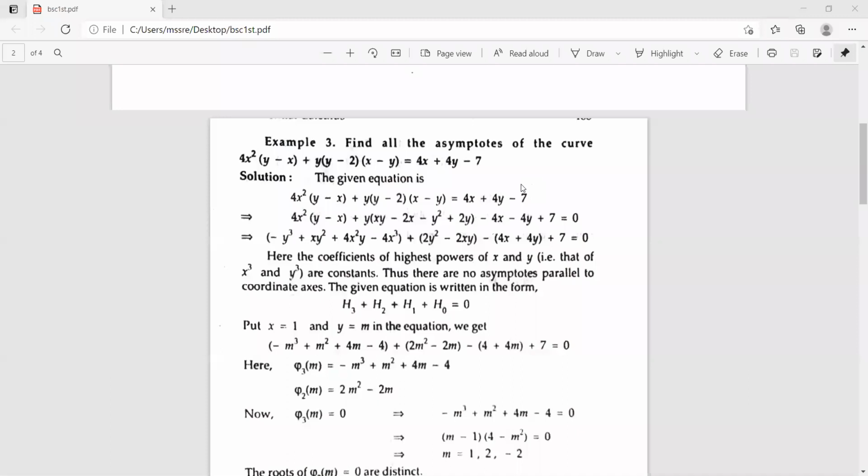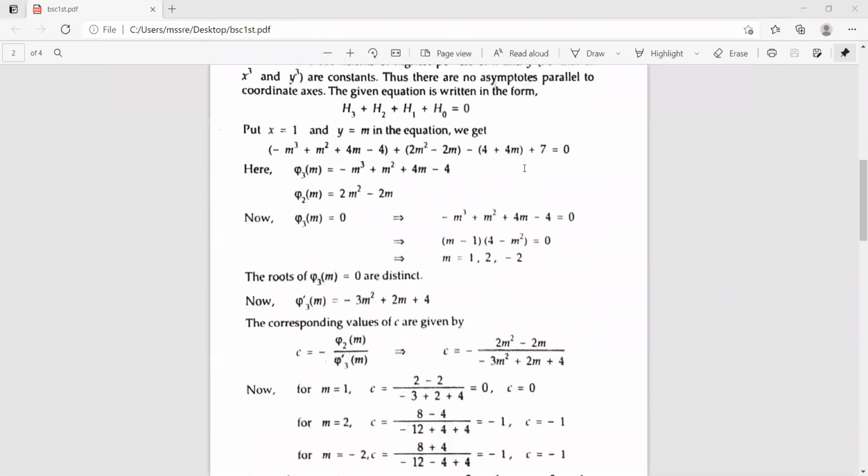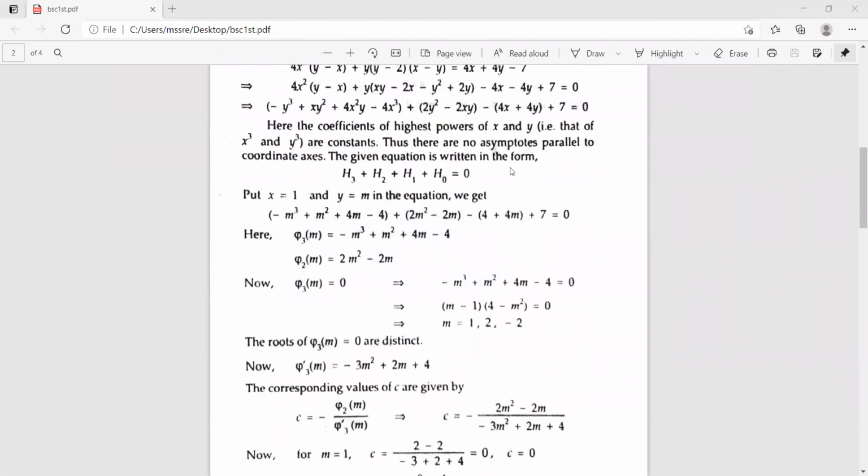So it has how many roots? 3 roots. What are the 3 roots? 1, 2 and -2. All the 3 roots are non-repeated. ಯಾವ ರೂಟು ರಿಪೀಟ್ ಆಗಲಿಲ್ಲ. ಅಂದ್ರೆ 1 ಬಂದ್ರೆ ಇನ್ನೊಂದು 1 ಬಂದಿಲ್ಲ, 2 ಬಂದ್ರೆ ಇನ್ನೊಂದು 2 ಬಂದಿಲ್ಲ, -2 ಬಂದ್ರೆ ಇನ್ನೊಂದು -2 ಬಂದಿಲ್ಲ. They are non-repeated roots. Non-repeated roots ಗೆ ಅಸಿಂಪ್ಟೋಟಿನ ಈಕ್ವೇಶನ್ y equals mx plus c ಇದೆಯಲ್ಲ, ಆ ಕರೆಸ್ಪಾಂಡಿಂಗ್ m ಗೆ c ಕಂಡುಹಿಡಿಯೋದು ಹೇಗೆ ಅಂತ ಪ್ರೊಸೀಜರ್ ಅಲ್ಲಿ ಕೊಟ್ಟಿದೆ.